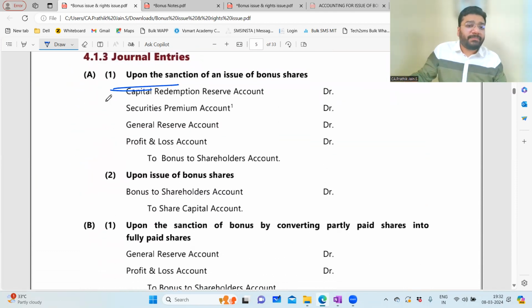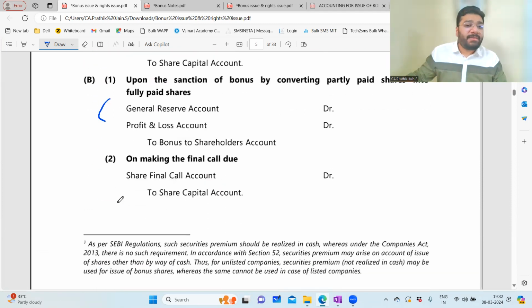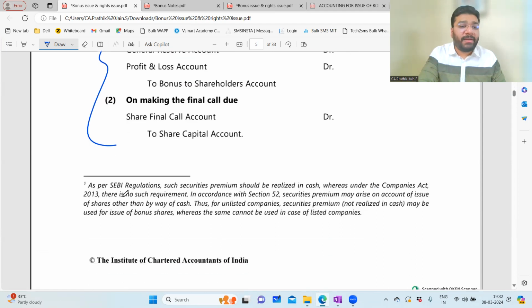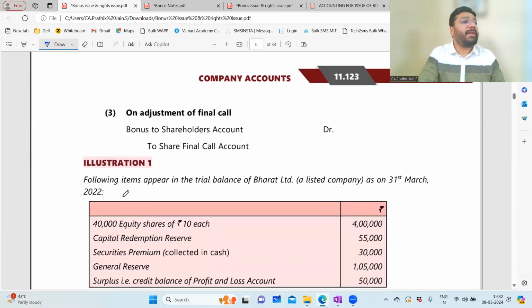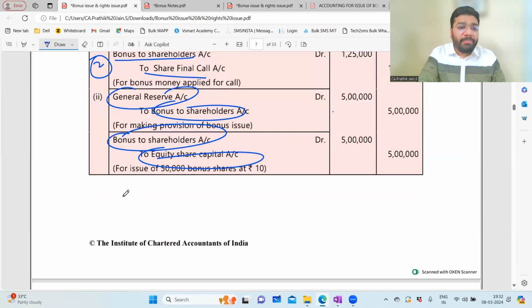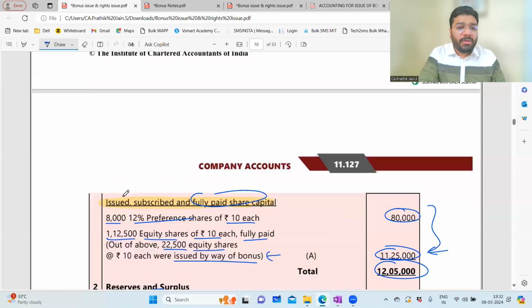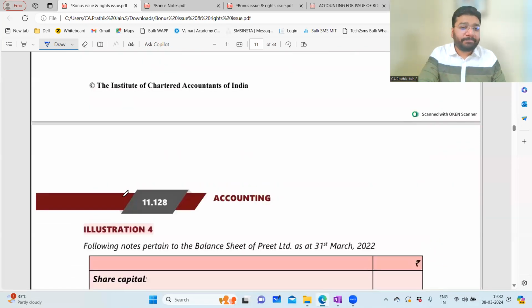Same journal entries. This is the case 1 journal entry. This is the case 3 journal entry. Illustration 1 we did, 2 we completed, 3 also we completed. Now illustration 4, I want you to take it as homework.